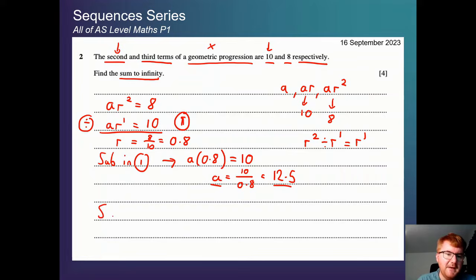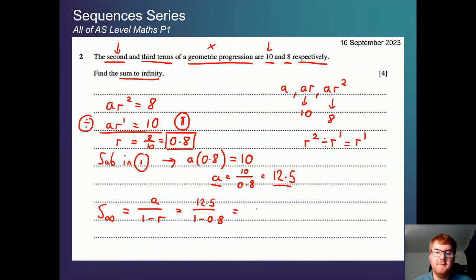So now we know this A and R in this case, we can now use the sum to infinity formula. Again, we've seen this a few times now in the video. This is equal to A over 1 minus R. We pop in A, that's going to be 12.5. We know R from previous part is 0.8, so we have 1 minus 0.8. Again, we just pop this into our calculator. Again, being nice and careful, making no typing errors, and then we get our final answer of 62.5 as our sum to infinity.